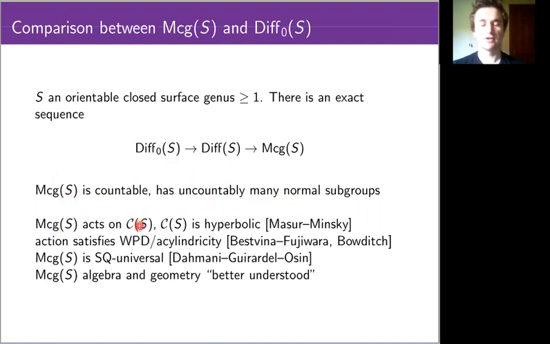So the mapping class group acts on the curve graph, which was introduced by the late Bill Harvey. Masur and Minsky showed that the curve graph is hyperbolic. The action is co-compact, but the action is far from proper because vertex stabilizers are infinite. Nonetheless, Bestvina and Fujiwara showed that the action satisfies weak proper discontinuity. Dahmani, Guirardel and Osin used this to show that the mapping class group is SQ universal, which means that any countable group embeds in some quotient group of the mapping class group. In particular, it has uncountably many quotients, and so it has uncountably many normal subgroups.